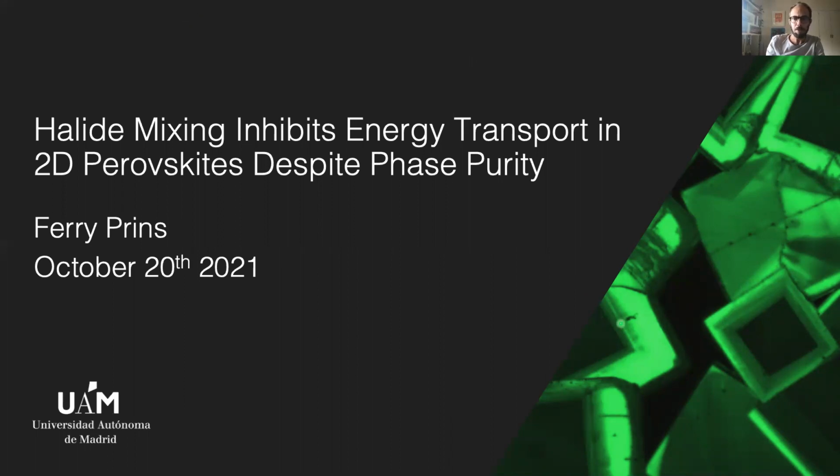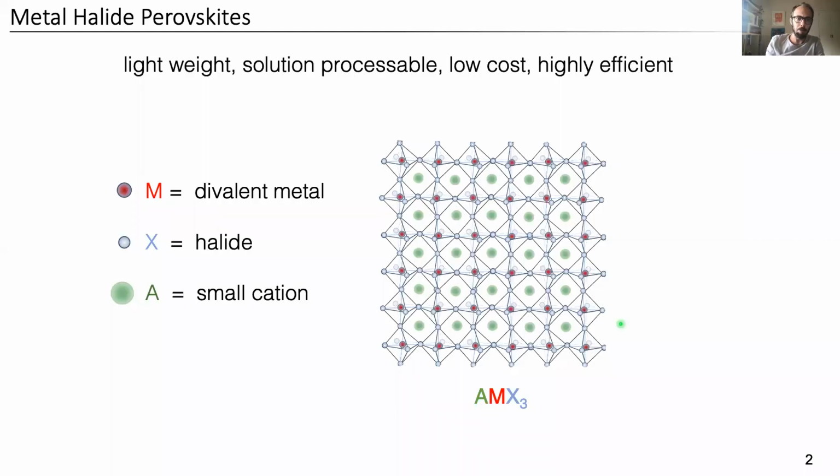Metal halide perovskites have this by now well-known structure of a metal halide and a small cation arranged in this cubic structure of corner-sharing octahedra. In recent years, perovskites have demonstrated their high potential for lightweight, solution processable, and efficient optoelectronics. But one additional and quite unique advantage is their high tunability through changes in their composition.